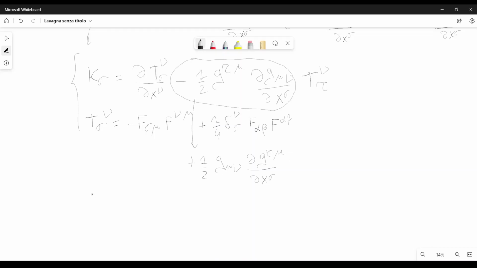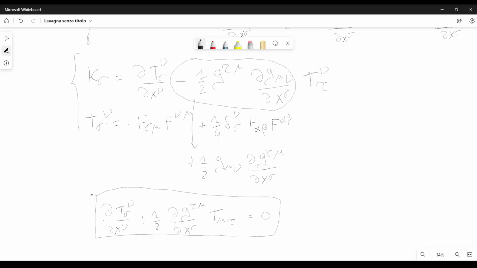And therefore, if we have no external forces, K sigma is equal to 0, and we get the derivative of T nu sigma with respect to x nu plus 1/2 derivative of g tau mu with respect to x sigma, and if we multiply g mu nu by T nu tau like this, we get T mu tau with lower indices equal to 0. And this is exactly an expression which we have already found.